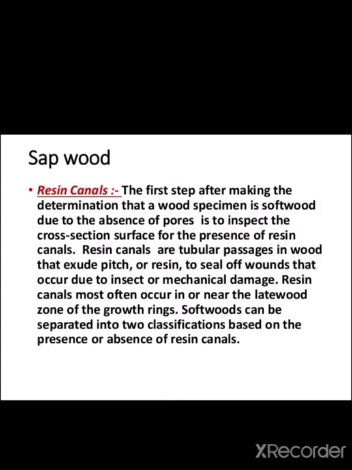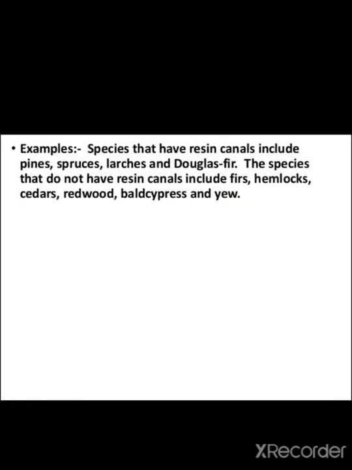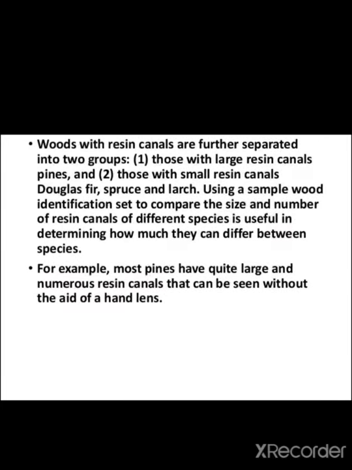Softwoods can be separated into two classifications based on the presence or absence of resin canals. Species that have resin canals include pines, spruces, larches, Douglas fir. The species that do not have resin canals include firs, hemlocks, cedars, redwood. Woods with resin canals are further separated into two groups: those with large resin canals, pines, and those with small resin canals, Douglas fir, spruces and larch.